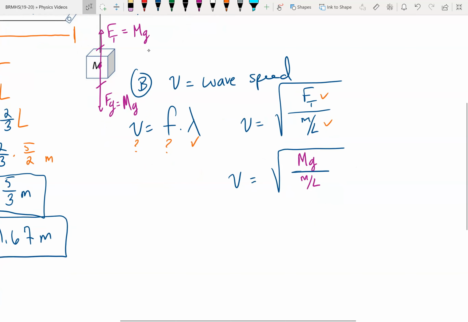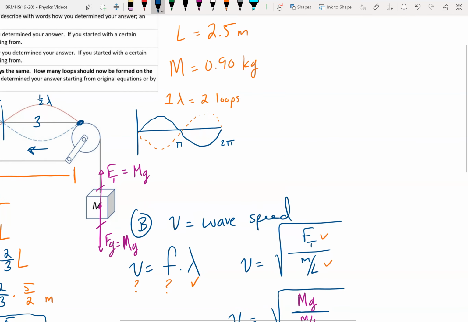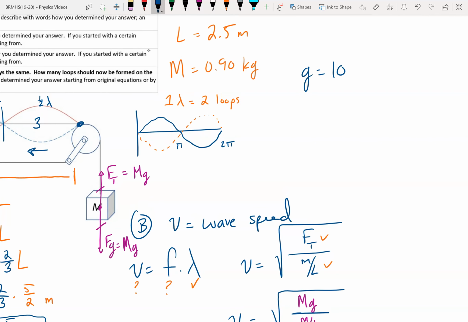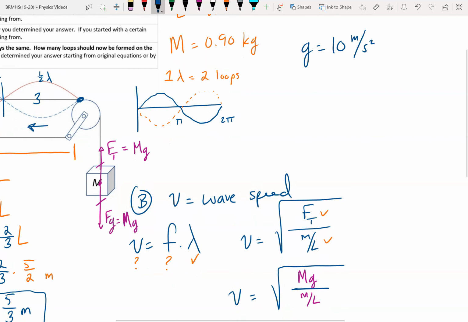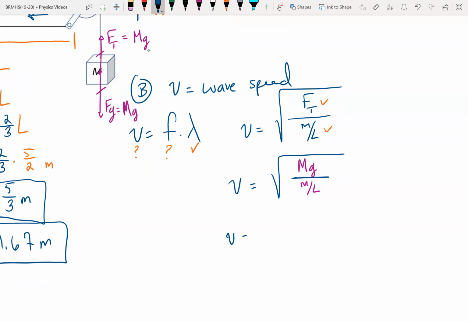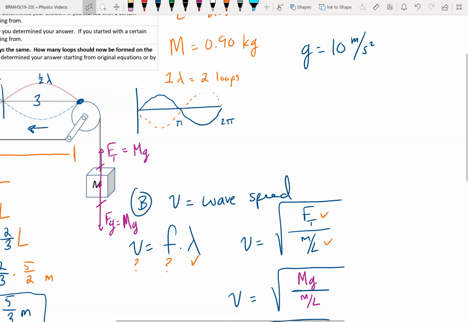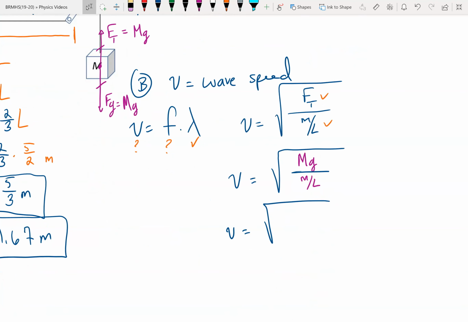Now I can substitute. Remember that for little g, you can use 9.8, or we can round in our problems and test 10 meters per second squared is fine. So v, the wave speed, is the square root. What's the mass? 0.9 kilograms. That was given. So I have 0.9 kilograms times 10 meters per second squared over the linear density, 0.15 kilograms per meter. Those are my units there.